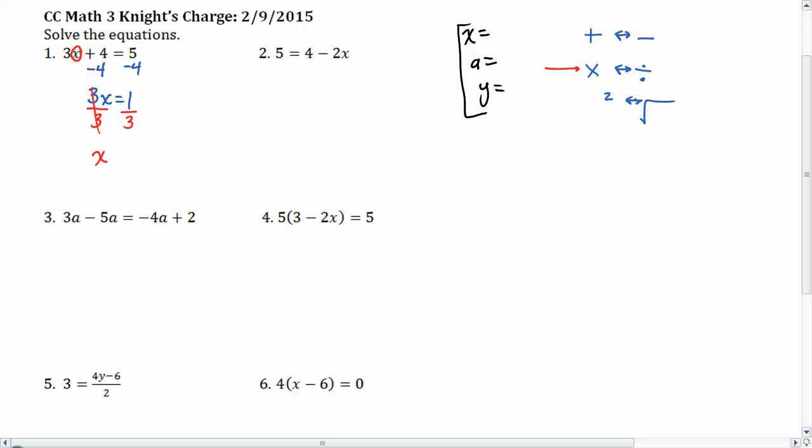Okay, and so the 3's cancel out. You get x equals 1/3. Now you could try to reduce that. It doesn't reduce. You could divide it and get the decimal, but that's going to be less exact. So x equals 1/3 is a great final answer for this one.